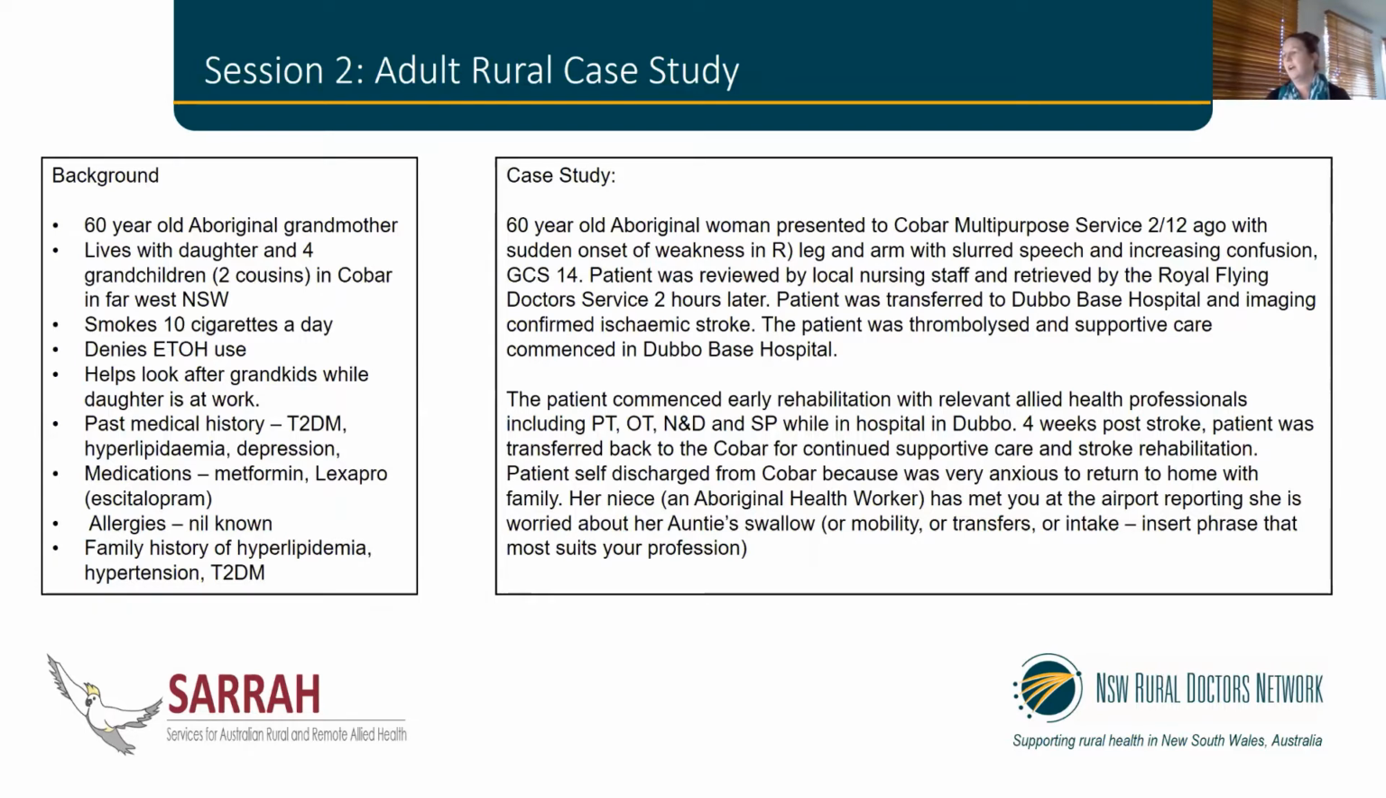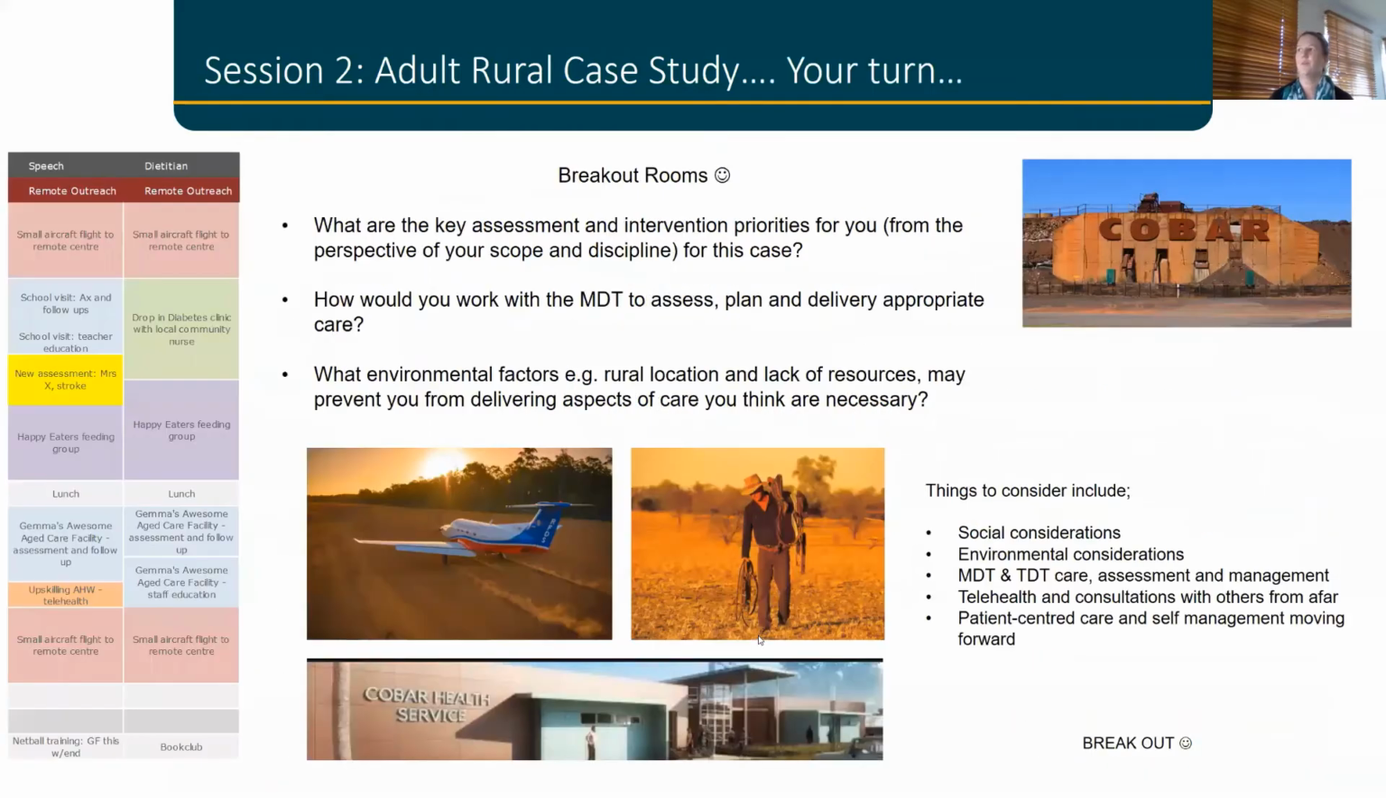So you're worried about her auntie's swallow. This is the situation. What are the key assessment and intervention priorities? How would you work with the MDT? And what other factors might you consider? So I think we're going to move into our breakout rooms now to talk about these things.